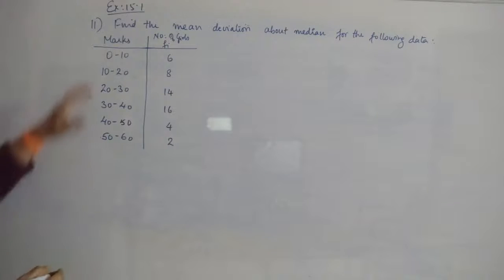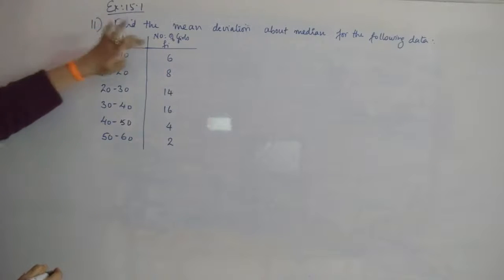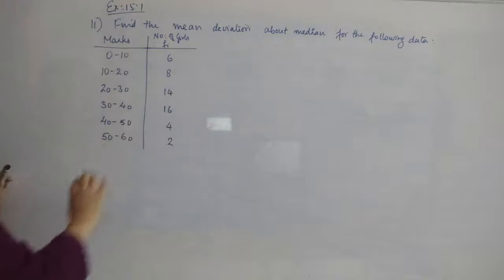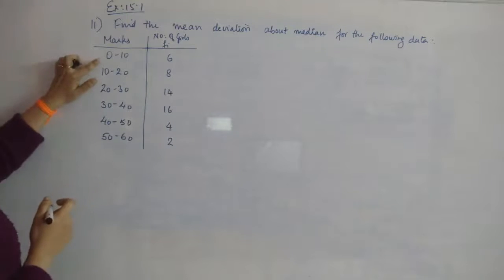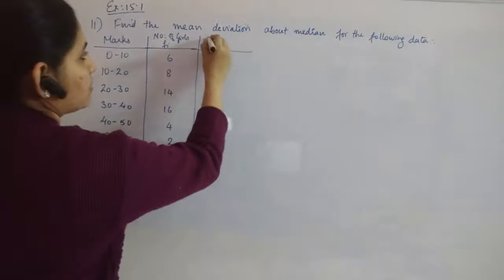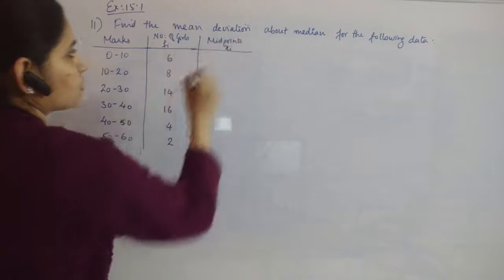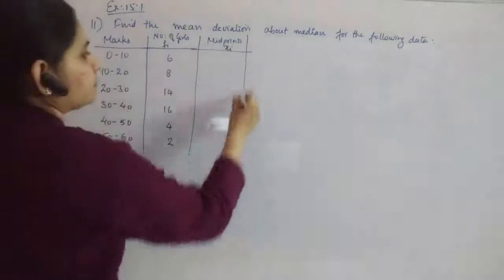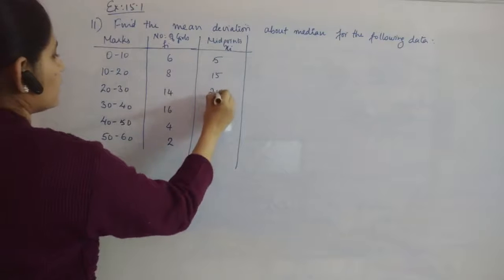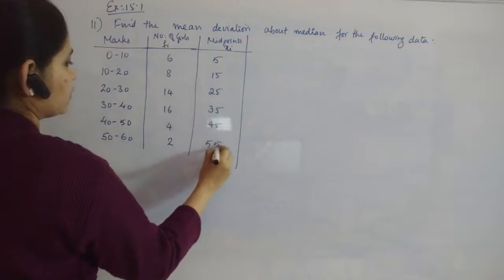Mean deviation: find the mean deviation about median for this data. Marks and number of girls are given, and the number of girls will act as the frequencies fi, and the marks are your class intervals. So the first column you have to make is the mid points or mid values, xi. So here you will have 5, 15, 25, 35, 45 and 55.